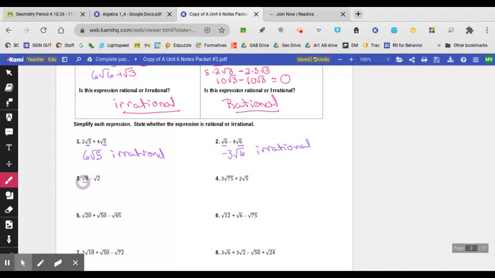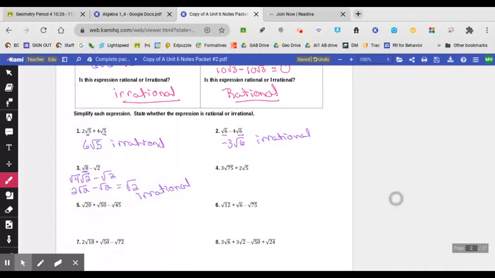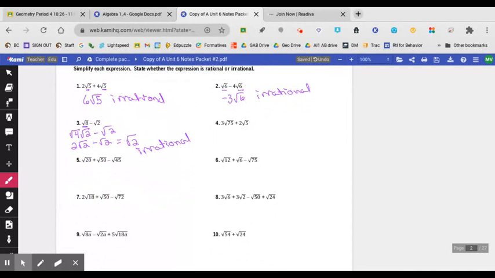Number 3, I need to simplify radical 8, which has a perfect square factor of 4. So that's radical 4 radical 2 minus radical 2. Radical 4 is 2, so 2 radical 2 minus radical 2 equals radical 2. So that's irrational. Remember, when we're adding or subtracting, we treat the radicals as though they're x's or y's. So I want you to pause, try 4, 5, and 6, and come back and check.